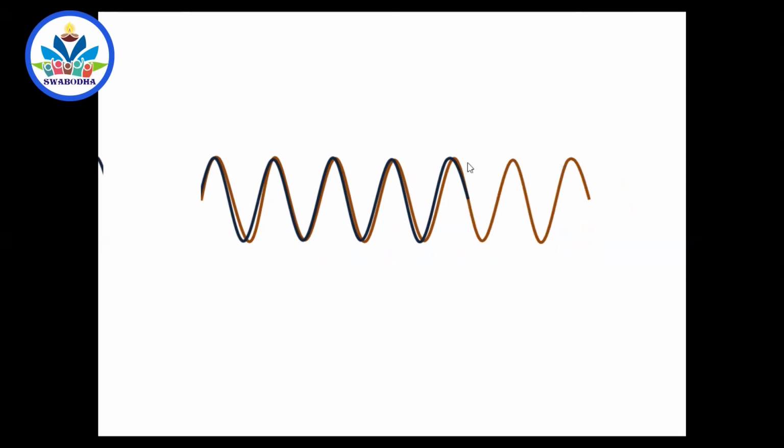That means both the waves ask the water molecule to either go up or come down. It doesn't happen that one says go up and another says come down, because then it's destructive. So if the path difference, how can you write it in general? 1 lambda, 2 lambda, 3 lambda, n lambda, you can write.